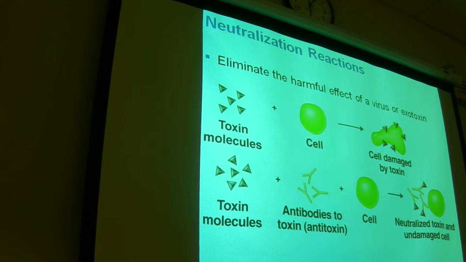Something called a neutralization reaction. It's a way to test if a patient has a toxin in their serum. So there's certain types of cells that you can mix with patient serum, and if they have a toxin, the cell will be damaged, and you can measure the cell damage in various ways.